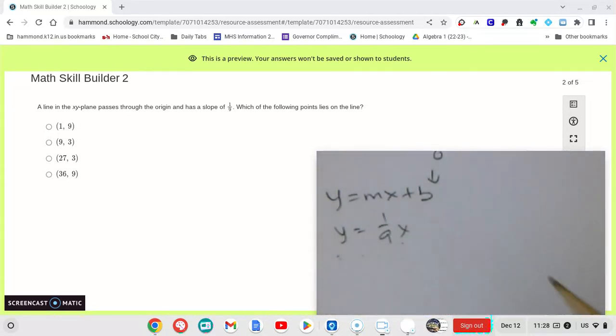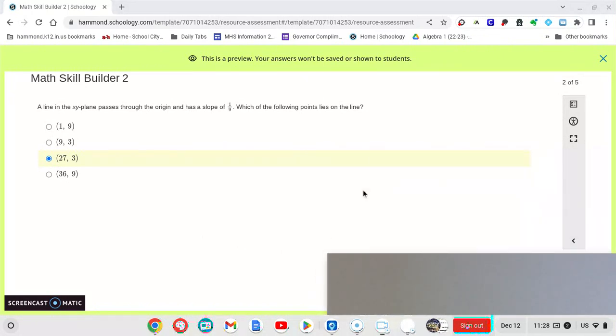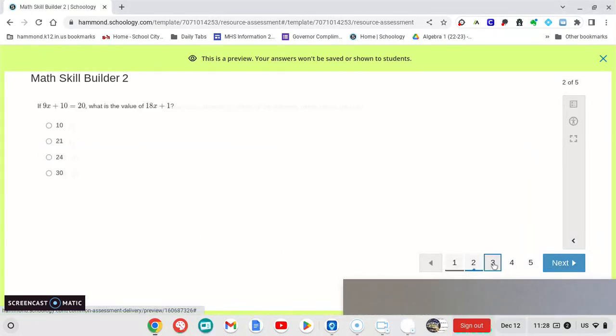And you can repeat this process, substituting in values until you find one that works. So if I put in 27 for x, 1/9 of 27, 27 divided by 9 is 3, y is 3. So that tells me the point 27 and 3 is going to satisfy this equation. Another one coming up that's going to require some thought.